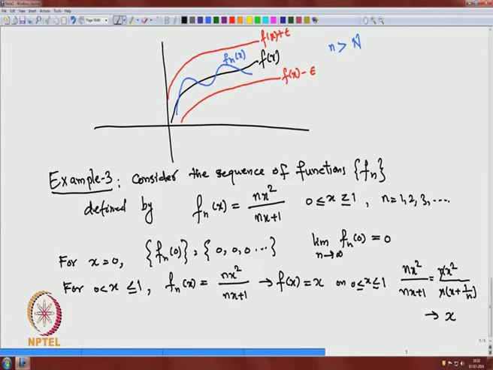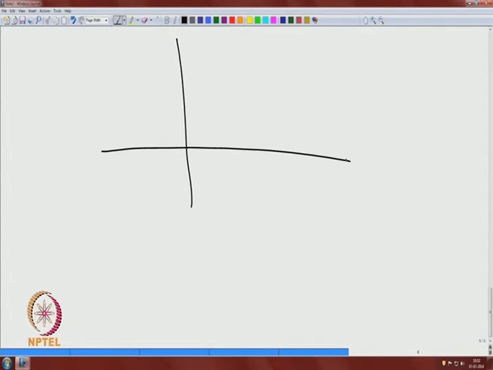So, graphically we can see that the graph of these functions, if this is 1, this y is 1. Then f x is equal to x is a limit function, and you will see that f 1 looks like a continuous function, and f maybe f 5, and as n is becoming larger and larger, it is clustering towards the function f x is equal to x.